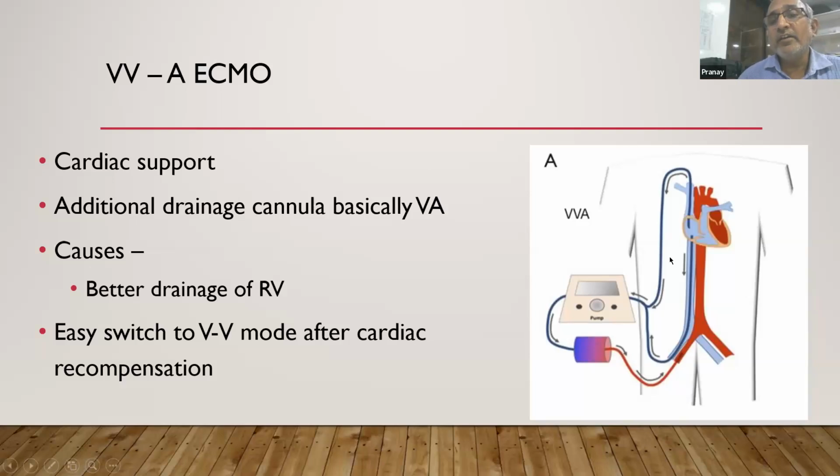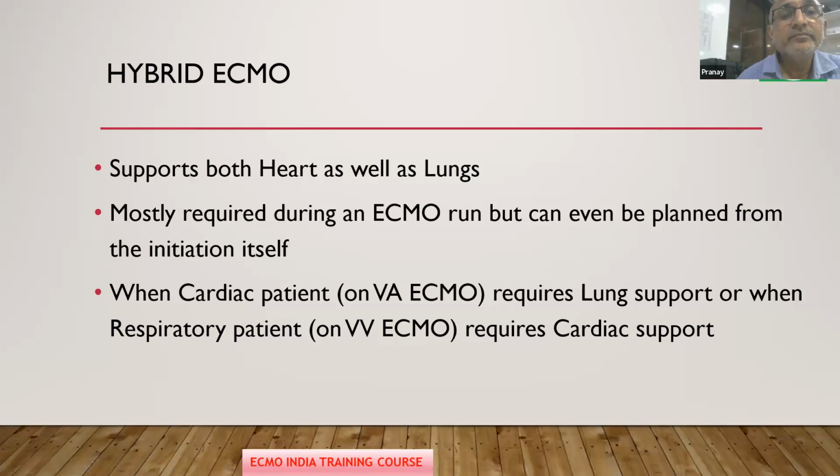In VVA ECMO, again, you have additional drainage. You have two drainages from the IVC and SVC or the RA, and it gives better drainage. If the RV is not getting completely collapsed, then you require better drainage of the RV, and you have two drainage cannulas and one return cannula. That is VVA. It is only for cardiac support. The advantage of this VVA is that when the heart starts recovering, you might switch over to VV ECMO easily.